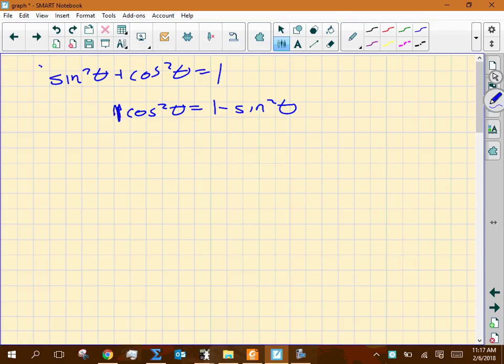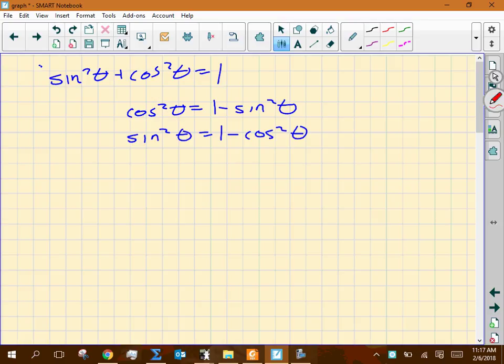So that's my argument with all of these. They're really easy to develop, so don't memorize them. Just know that they exist, and through a little bit of simple algebra, you can create them. So sine squared theta is equal to 1 minus cosine squared theta. Okay? Some others that exist from that.